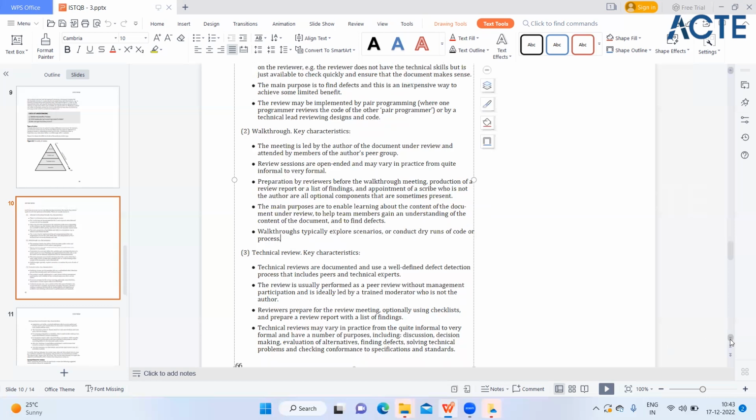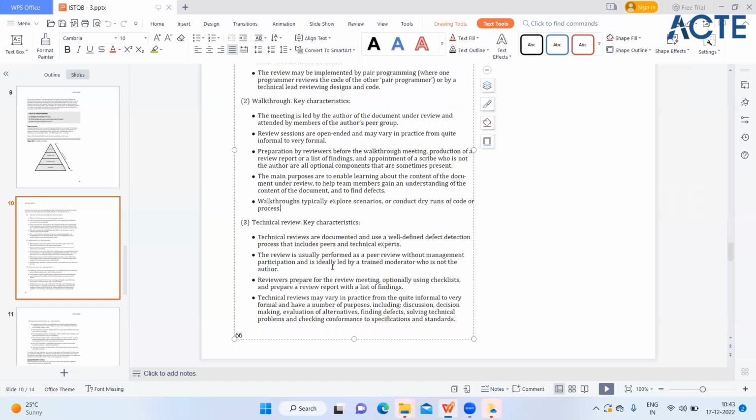Now we'll be having the next level, which is the technical review. Technical reviews are documented and use a well-defined defect detection process that includes peers and technical experts. So as the name suggests, you have to remember that in the technical review, more technical persons will be involved. In the walkthrough, it is not necessary, but in the technical review, it is necessary that more technical persons will be involved. The review is usually performed as a peer review without management participation and is ideally led by a trained moderator who is not the author.